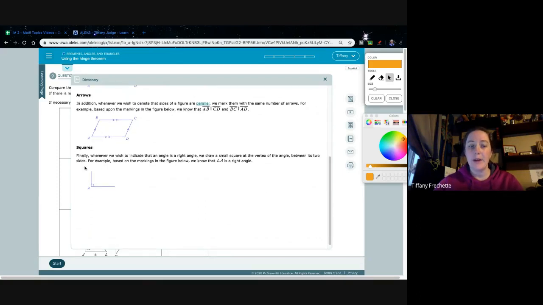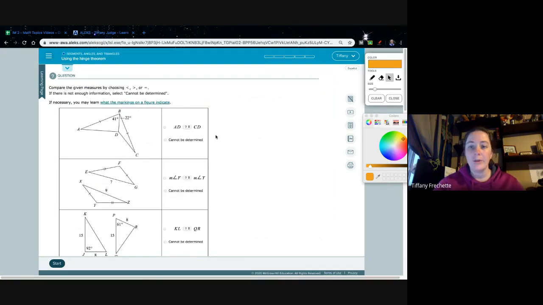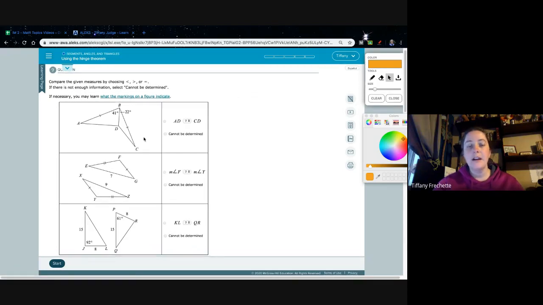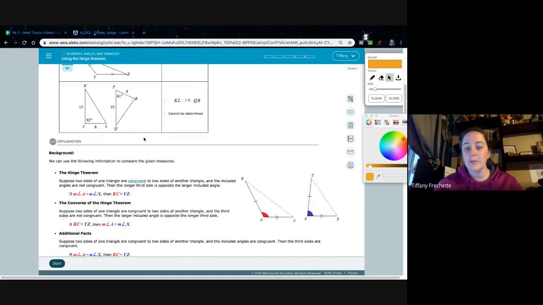And then square. So if you see a little square in the corner, what that tells you is it's a right angle, and right angles are equal to 90 degrees. So if you see the right angle mark, then you know for sure that it's a 90-degree angle there. So that's just a really quick reference to the figure markings. And then we need to go down here and we need to read about the Hinge theorem.